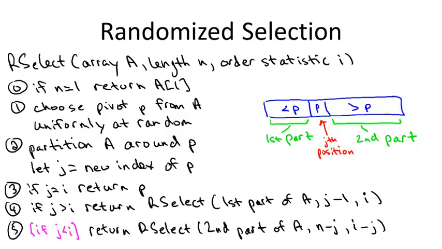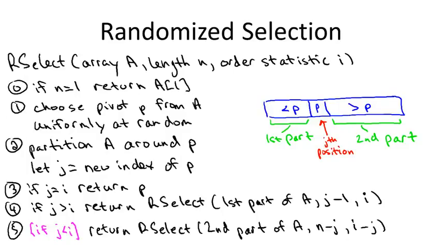That splits the array into a first part, those elements less than the pivot, and the second part, those elements which are bigger than the pivot. Now we have a couple cases. The case which is very unlikely, so we don't really worry about it, is if we're lucky enough to guess the pivot as the ith order statistic, what we're looking for. That's when the new position j of the pivot element happens to equal i. Then, of course, we just return it. That was exactly what we wanted.